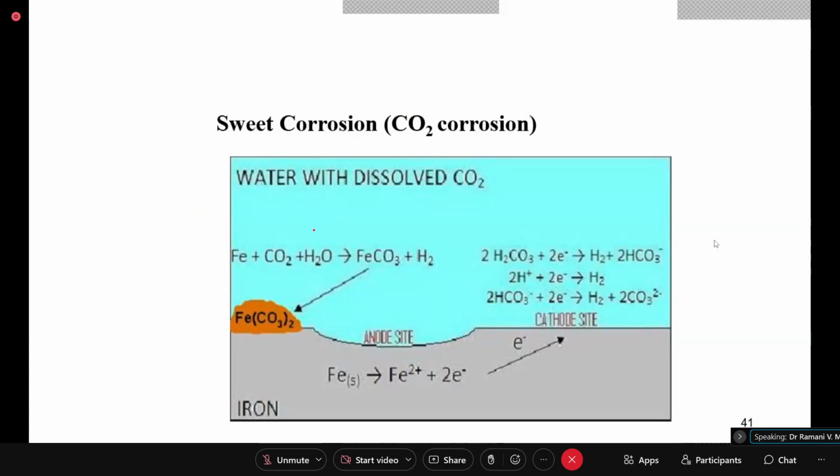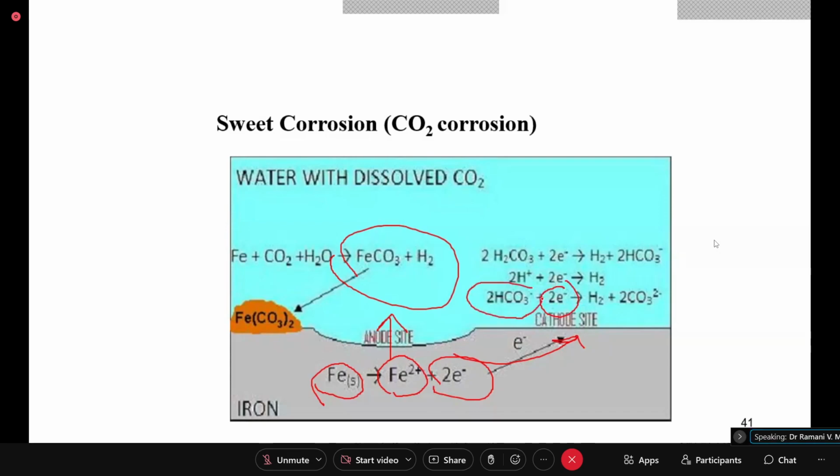Then sweet corrosion. Sweet corrosion, water with dissolved carbon dioxide. If water contains carbon dioxide, it leads to formation of FeCO3. Now, how does the reaction take place? The anode reaction is fixed. Fe goes into the solution as Fe2+ with 2 electrons. These 2 electrons from the anode side move to the cathode side, and at the cathode side, these 2 electrons are used up by the bicarbonate ion, forming carbonate ion, and this carbonate then reacts with Fe, forming FeCO3. Okay, so that is the sweet corrosion.